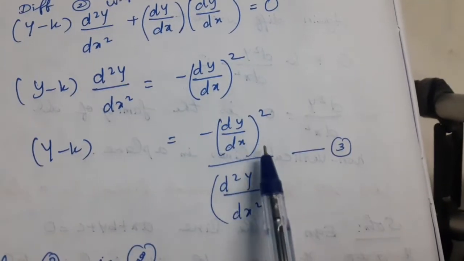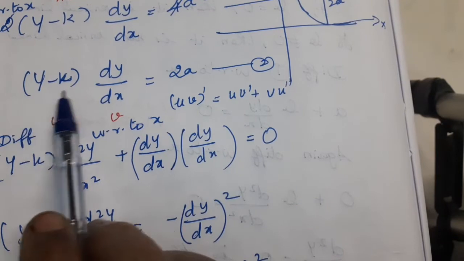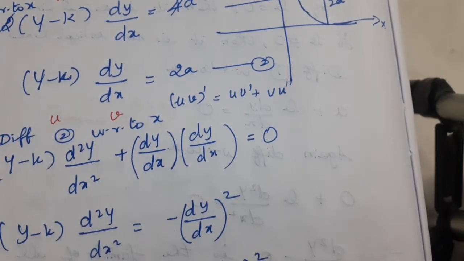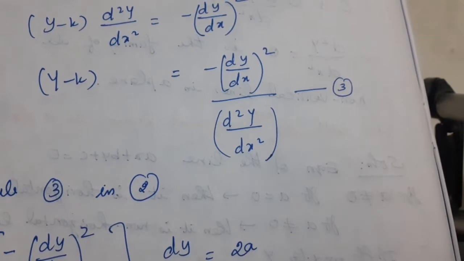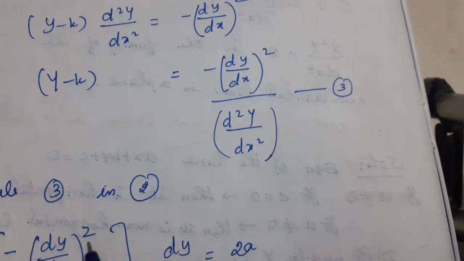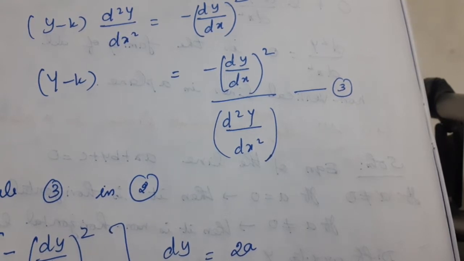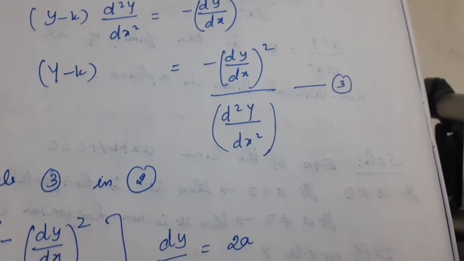Minus of (dy by dx) the whole square by d square y by dx square into dy by dx. You substitute y minus k. Instead of y minus k, substitute equation 3, dy by dx is equal to 2a. Now what happened? Dy by dx into (dy by dx) the whole square becomes (dy by dx) the whole cube, minus of (dy by dx) the whole cube equal to 2a into d square y by dx square.